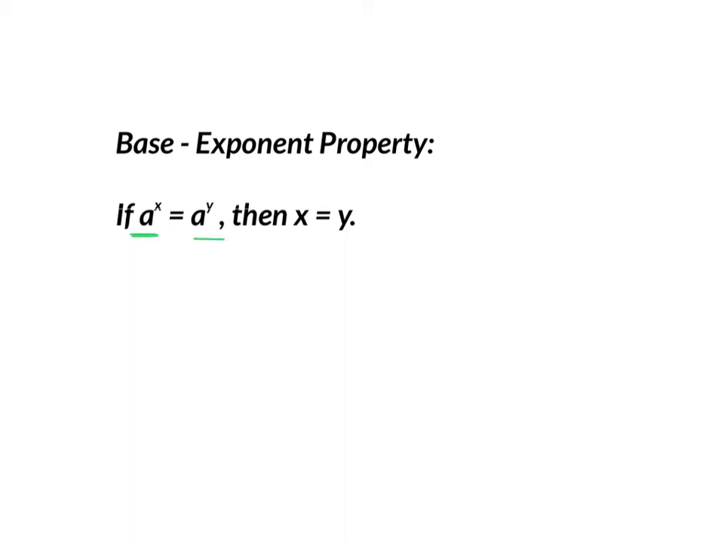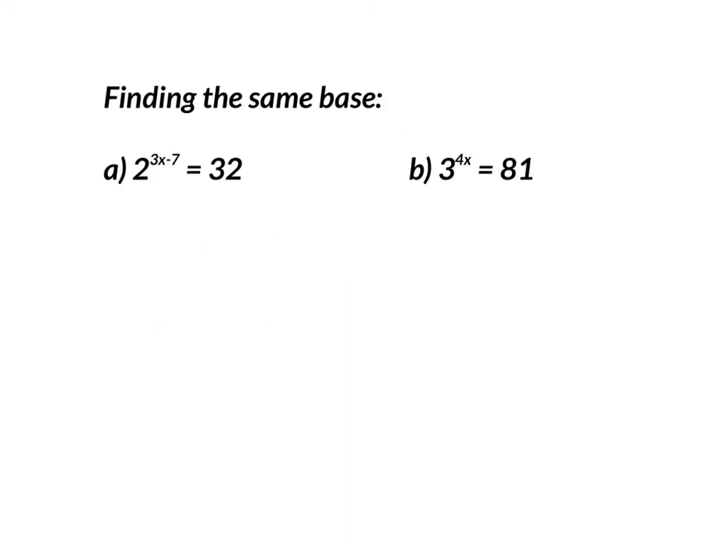If a to the x equals a to the y, I mean, are you kidding me? If the a's are equal, that means your exponents must be equal. Like a cubed would equal a cubed. A cubed would never equal a squared or a to anything else. So if your bases are the same, the exponents must be the same if they're equal. And we're going to use this property on the next slide.